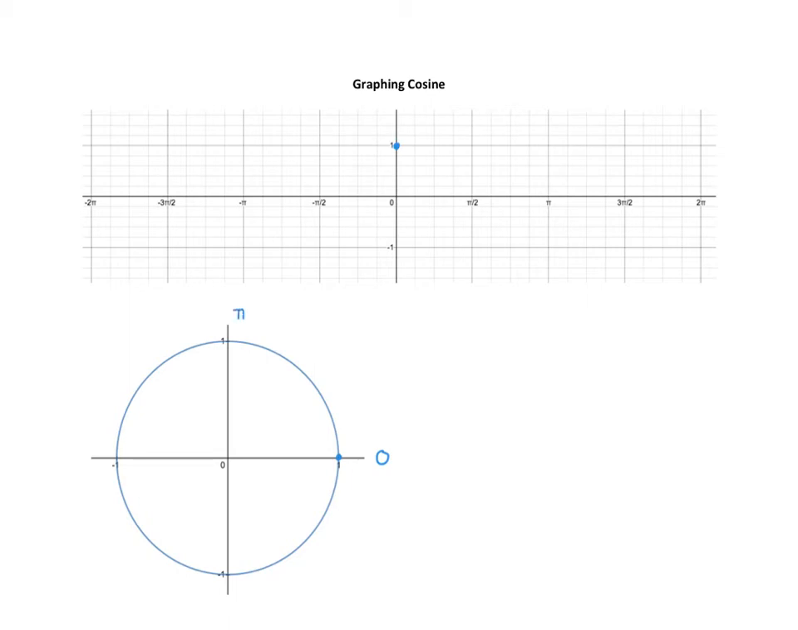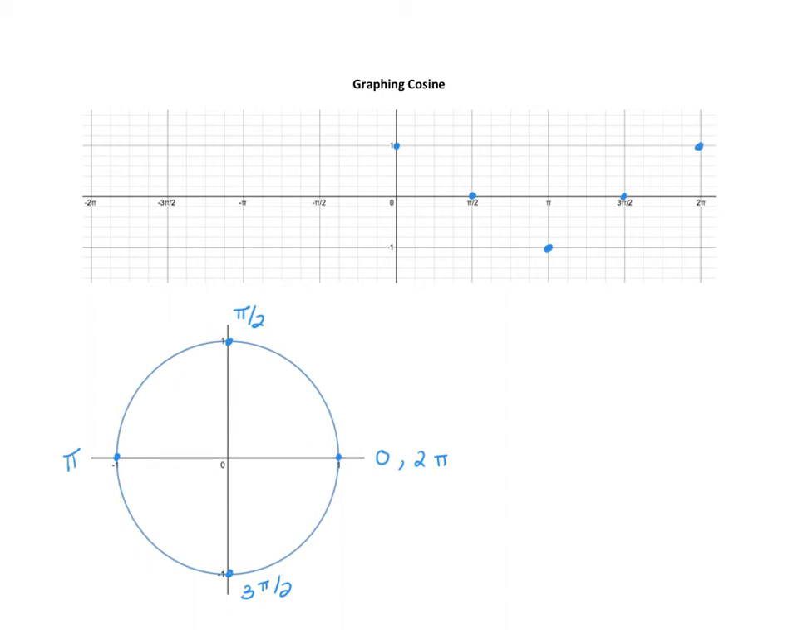If we move to pi over 2, at this point the x-coordinate is 0, so at pi over 2 radians, I'll put the number 0 for the value of cosine. When we move to pi radians, the x-coordinate is now negative 1, so I plot negative 1. When we get to 3 pi over 2, the x-coordinate is back at 0. And then we finally rotate back to 2 pi. We're back where we started, at an x value of 1.